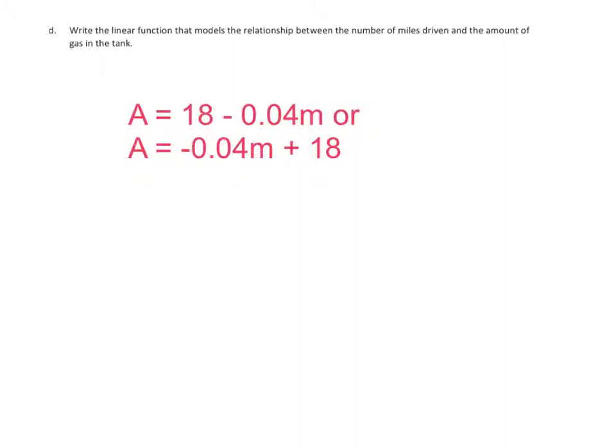In words, this is saying that the amount of gas in gallons is equal to 18, which is the amount of fuel that we started out with at 0 miles, minus 0.04 times the number of miles driven.